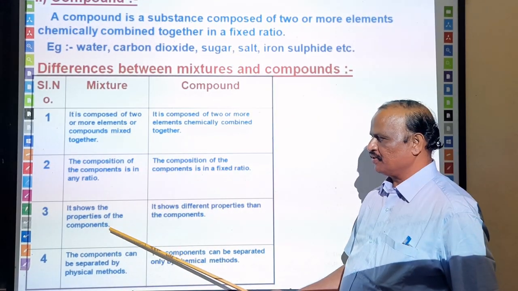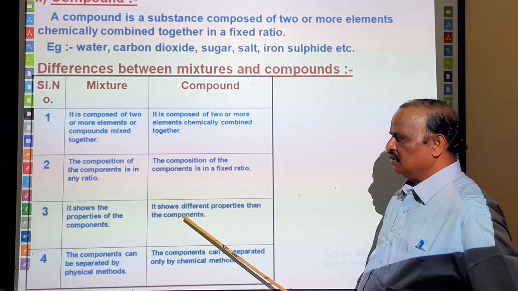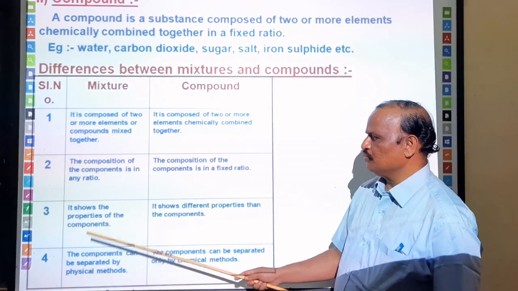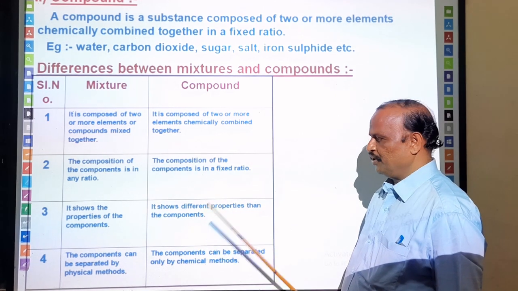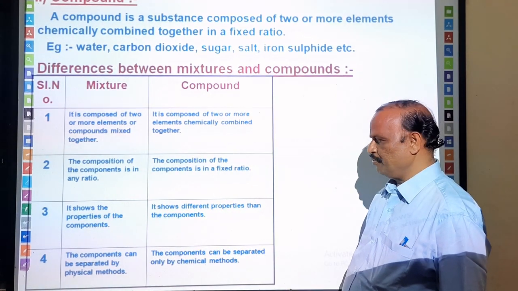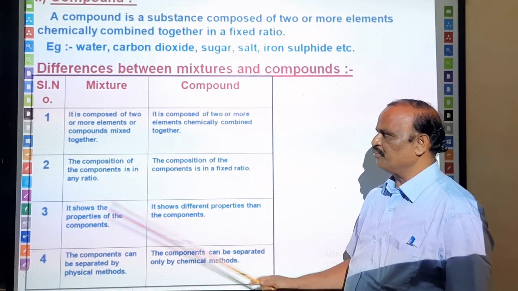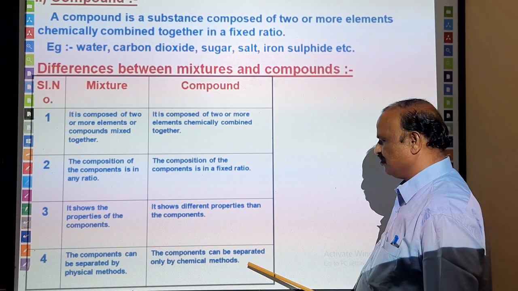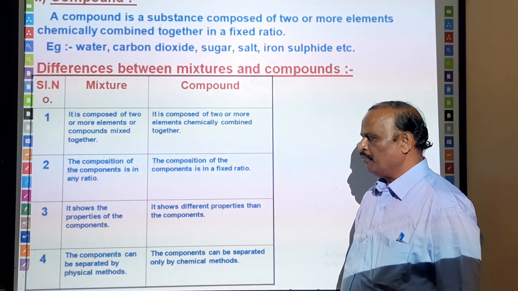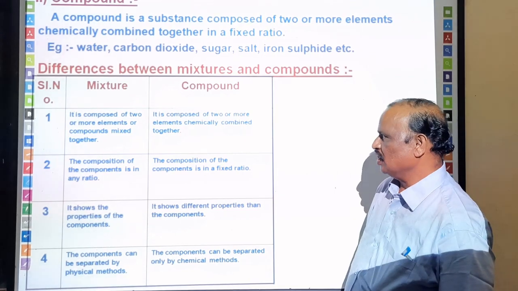A mixture shows the individual properties of its components, whereas a compound shows properties different from its components. The components of a mixture can be separated by physical means; we have already discussed different methods of separation. Whereas the components of a compound cannot be separated by physical means, but only by some chemical means. This is about the difference between a mixture and a compound.